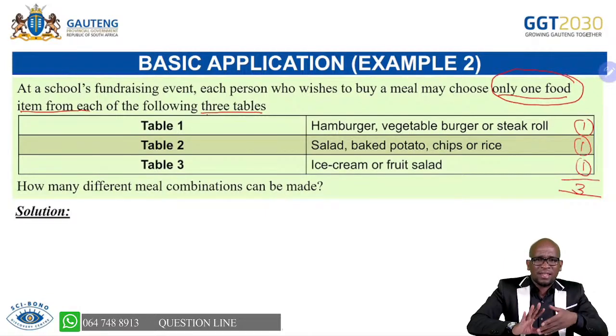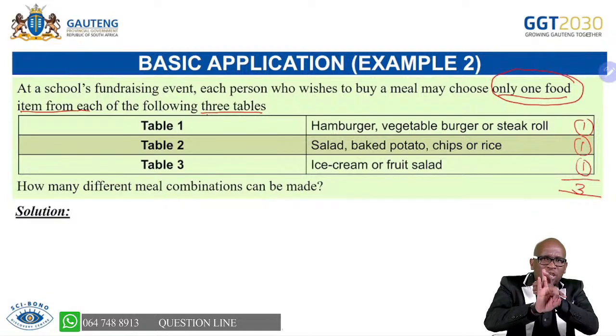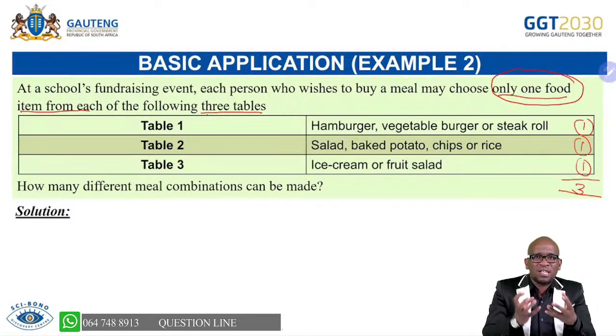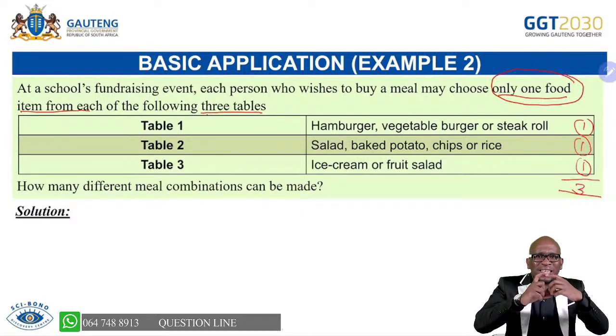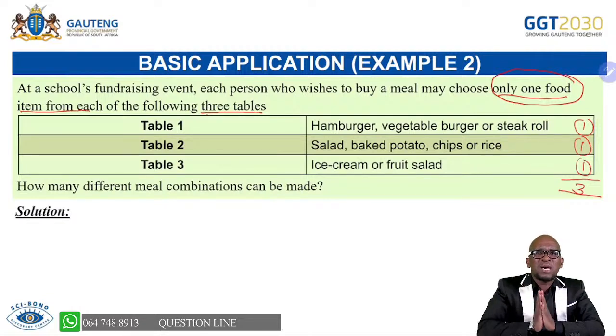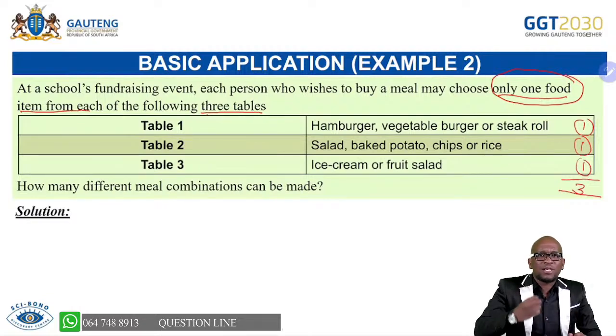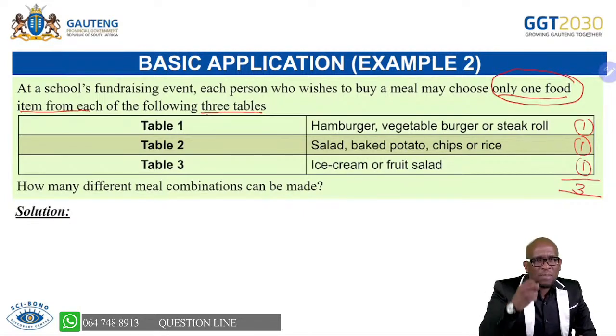We are aware that in table 1, you'll make one choice. In table 2, you'll make one choice. In table 3, you'll make one choice. Ultimately, at the end, you would have made 3 choices, which means that your plate would have 3 food items. But remember, the counting principle is not concerned with making a specific choice, but it is concerned with the number of options that you have of making that choice.